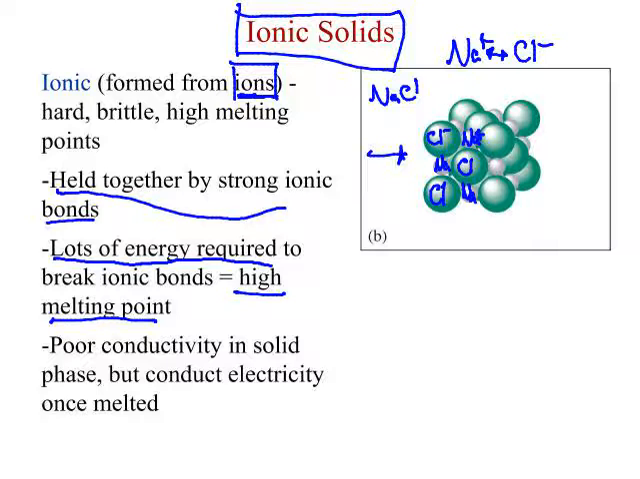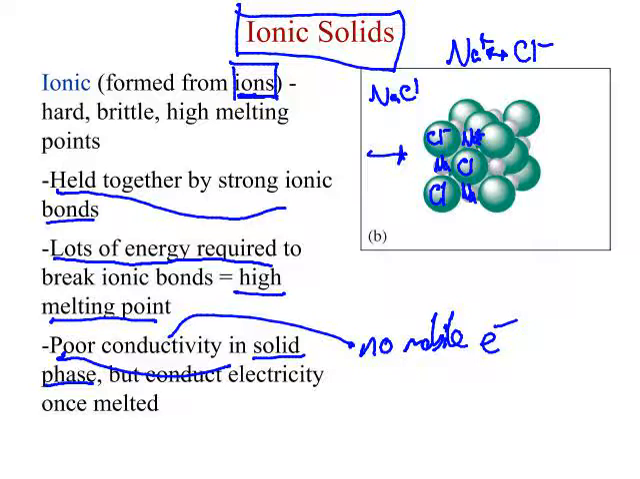Okay, properties of ionic solids, you guys should know. In the solid state, they do not conduct electricity. They have poor conductivity. Again, the reason why is there are no mobile electrons. They can't move around. But when you melt the ionic solid, then that does conduct electricity. So if we were to heat up solid sodium chloride and cause it to become liquid sodium chloride, it would conduct electricity. Or if you dissolved it in water, the aqueous solution of sodium chloride would also conduct electricity. So there we go, guys. Those are the properties of an ionic solid.